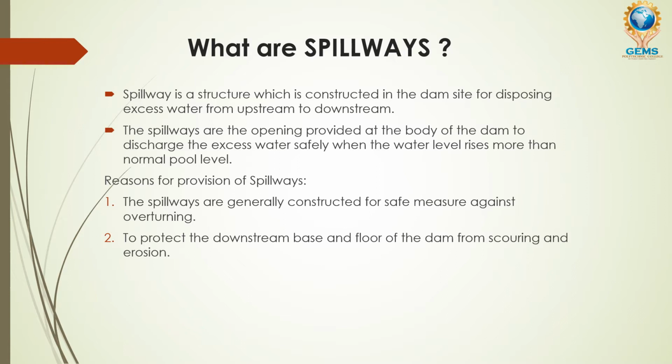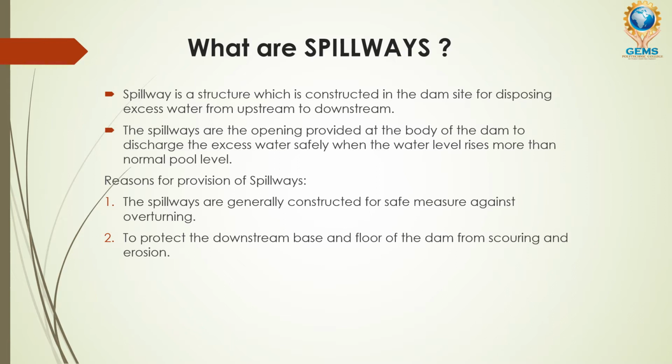Okay, whenever the water exceeds the normal pool level, the normal level up to which the water has to be stored, and it reaches its maximum level of capacity, the water will be disposed from the upstream side. So spillways are structures used to dispose the excess water from the upstream side. The provision of spillways is generally to avoid failure due to overturning, and to protect the downstream base and floor of the dam from scouring and erosion.